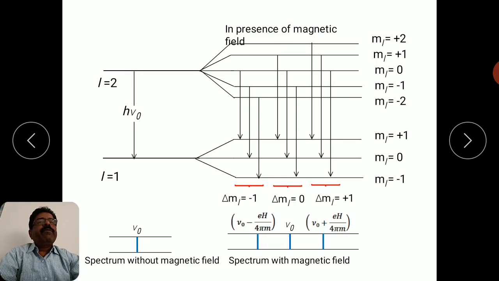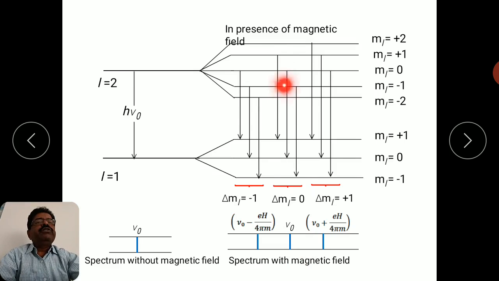For example, here all those transitions, ml is equal to 0 to ml is equal to 1, so delta ml is minus 1. Again here minus 1 to 0, again delta ml is minus 1, and here minus 2 to minus 1, delta ml is equal to minus 1. In this transition, according to our relation, nu will be equal to nu 0 minus Eh upon 4 pi m. So this is the line which has slightly less frequency, by an amount Eh upon 4 pi m, than the original frequency nu 0.